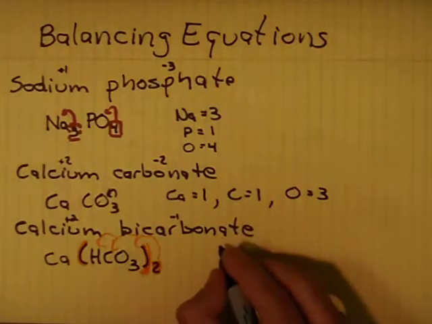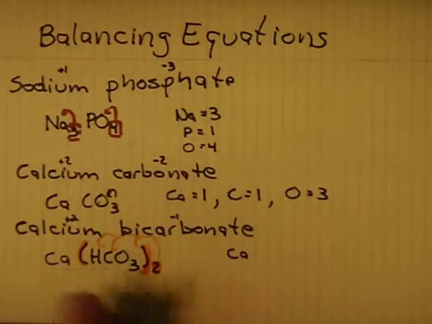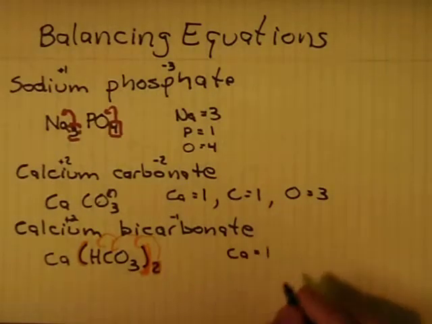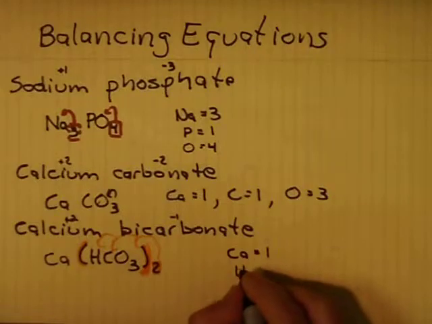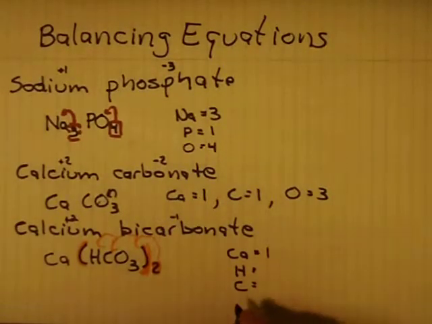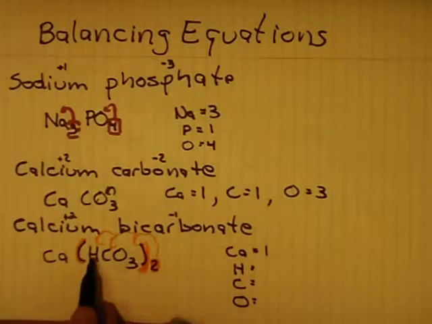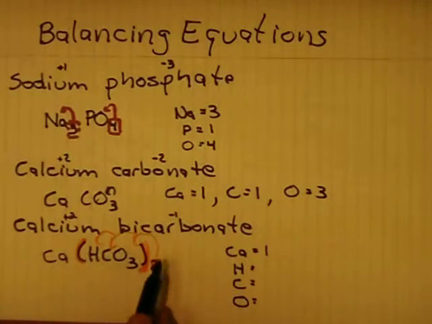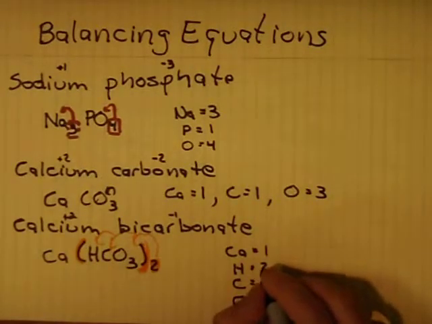So, calcium, we've only got one. So we'll just write out the other things we have. So we know we've got an H, we've got a C, and we've got an oxygen. So here, there's one H, but it's inside the parentheses. So outside we have a 2, so we have to multiply this 2 times this 1. So that just gives us 2.